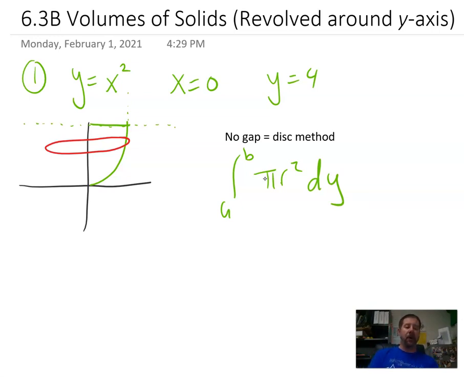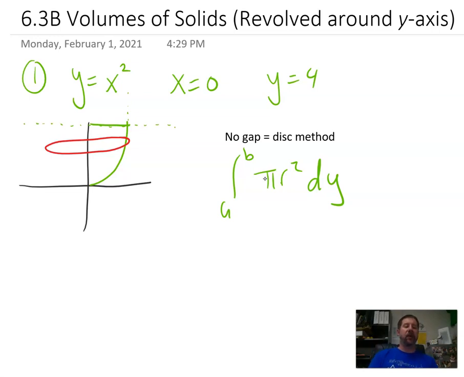When I start a problem, I frequently attack it this way and ask, okay, what method do I want to use, disk or washer, and with what variable am I going to integrate, dx or dy? That kind of helps get me focused. I'm trying to chip away at my setup piece by piece.